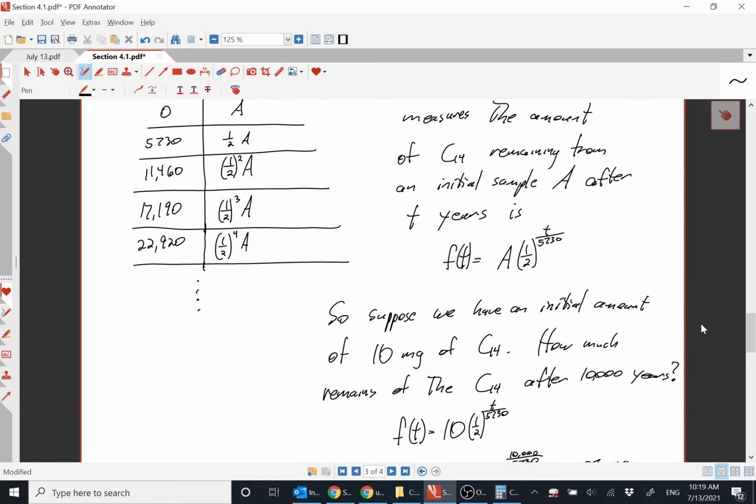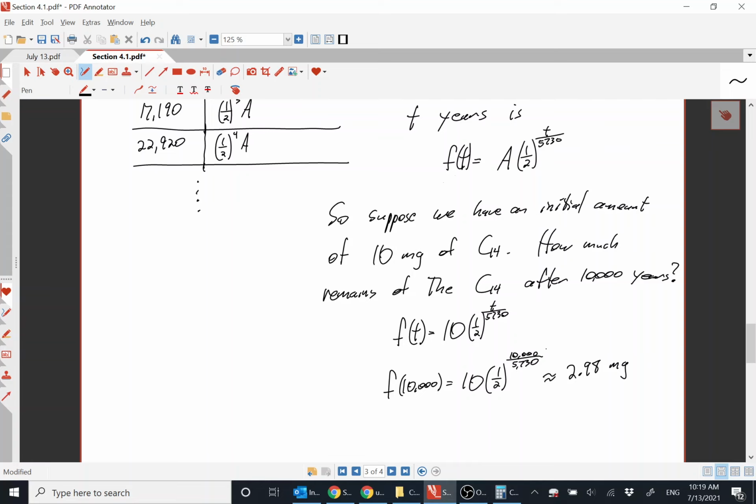So 5,730 times 2 is 11,460. So for 10,000 years, we should divide the initial amount of 10 by something close to 4, not quite 4. So when you divide 10 by 4, you get 2.5, right? So it should be a little more than that. And we were saying maybe about 3, and it was a pretty good guess, right? 2.98 milligrams.